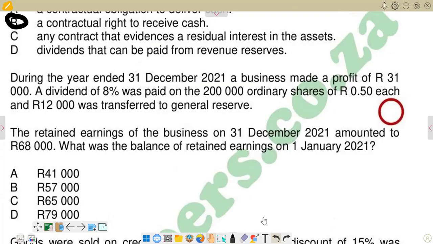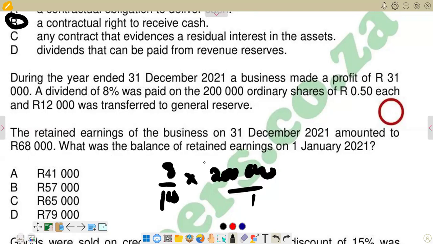But calculation of the dividends now, we are given it as 8%, which is 8 over 100. And then we multiply by 200,000 shares that are there over 1. And then we get the number of shares that needs to be allocated for dividends. And then the value of the shares is 50 cents. Then we multiply by 0.50 as our value per share. Then you get your answer. That will give you the value for the dividend.